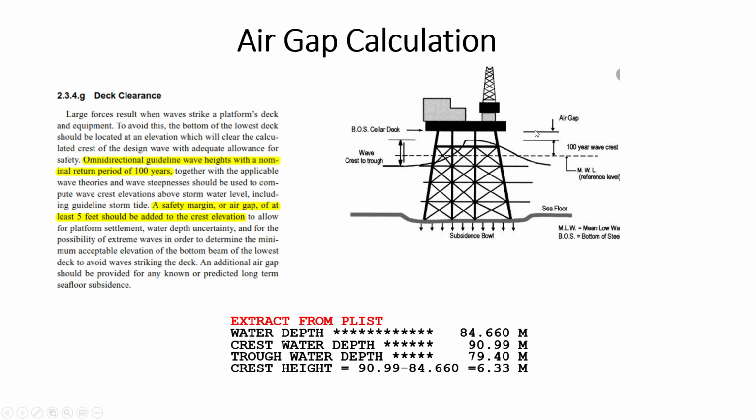So you have to check that air gap against whatever the BOS is. To check that, you have to take a wave run. From the wave run you will have the water depth and all those things. The crest wave elevation minus the water depth gives 6.33 meters. So 6.33 meters is the crest wave height. From 0.00, 6.33 plus this 5 feet again, that should be your air gap. This is called the air gap calculation.